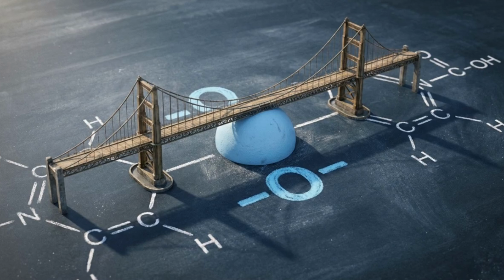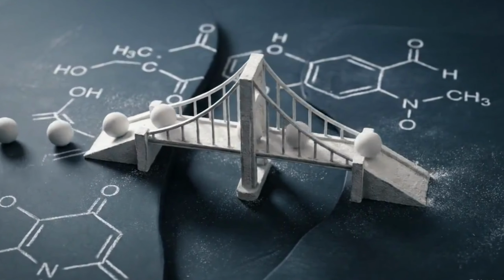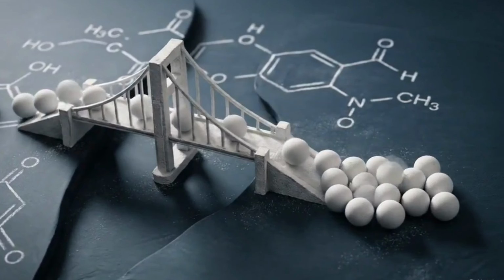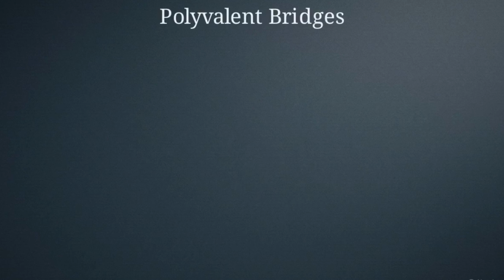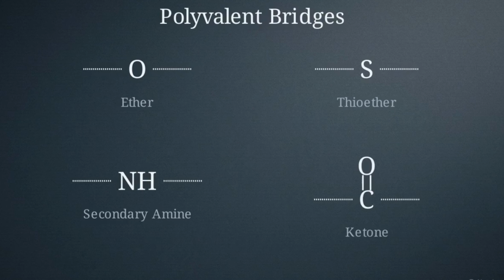Within these general formulas exists a polyvalent constraint. Certain functional groups act as fixed bridges, locked permanently within a carbon skeleton. Metamerism is a specific isomerism that occurs only when the distribution of alkyl groups on either side of one of these polyvalent bridges is altered. There are four primary polyvalent bridges that permit metamerism: the oxygen of ethers, the sulfur of thioethers, the nitrogen of secondary amines, and the carbonyl group of ketones.